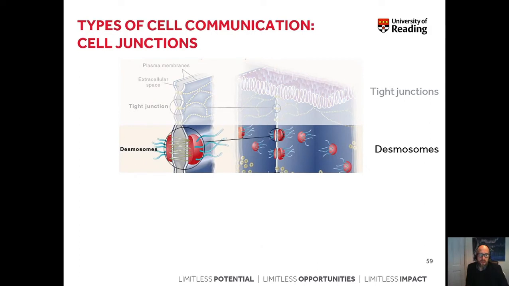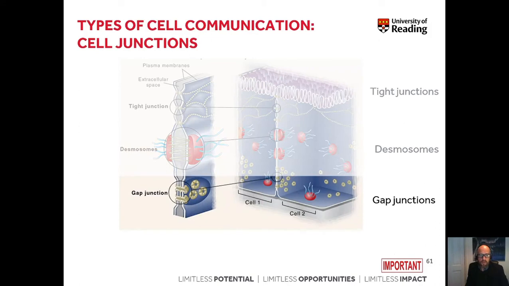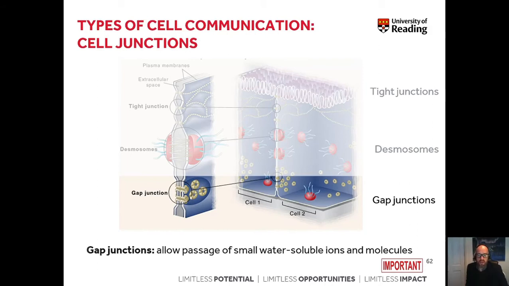One type of cell junctions are so-called desmosomes, and desmosomes join intermediate filaments in one cell to those in the neighbor. Importantly, cells can actually exchange information if they are joined via the cytoskeleton. For example, if one cell senses pressure, this information is also received by the neighboring cell via the desmosomes. The last type of cell junctions are so-called gap junctions, and as the name already suggests, they are gaps between the cells, and they allow passage of small water-soluble ions and molecules.